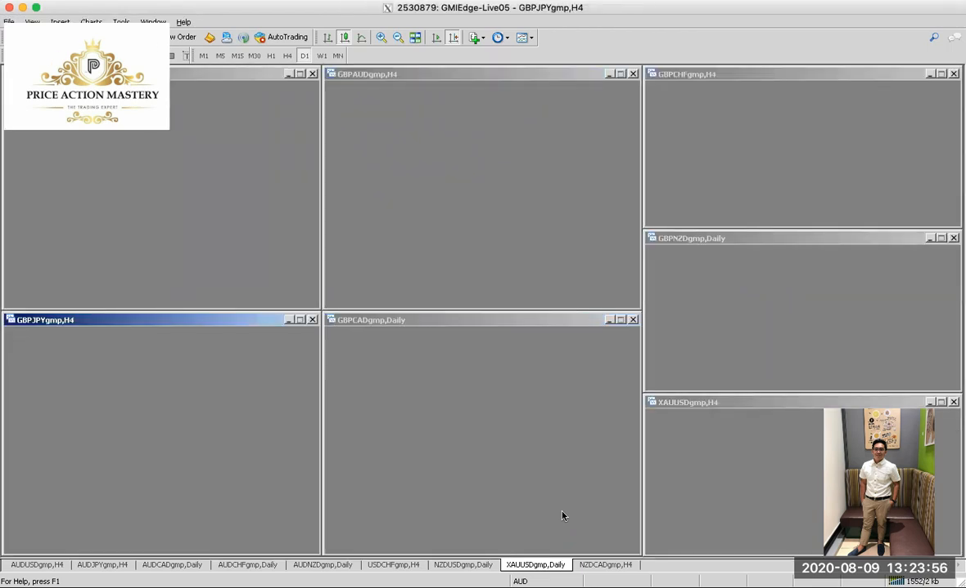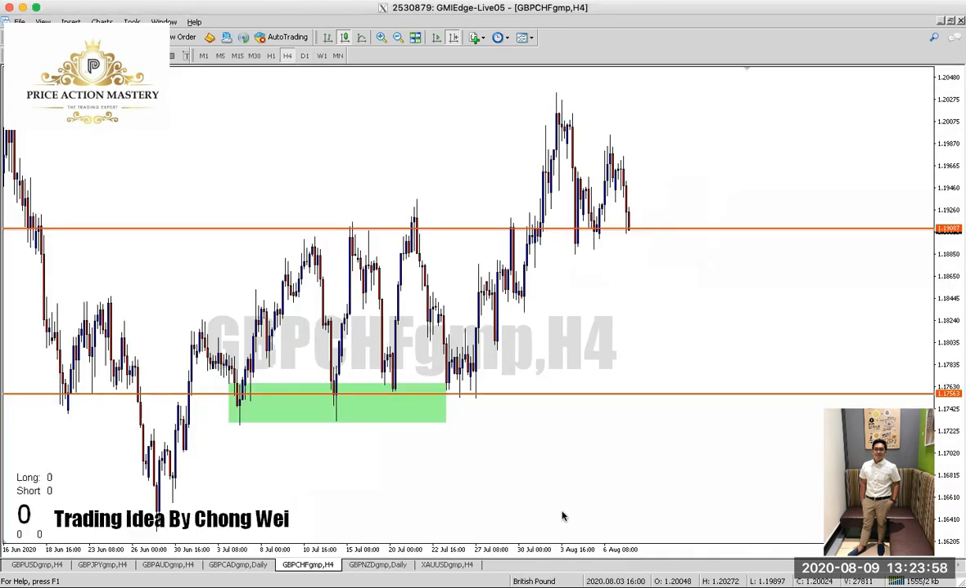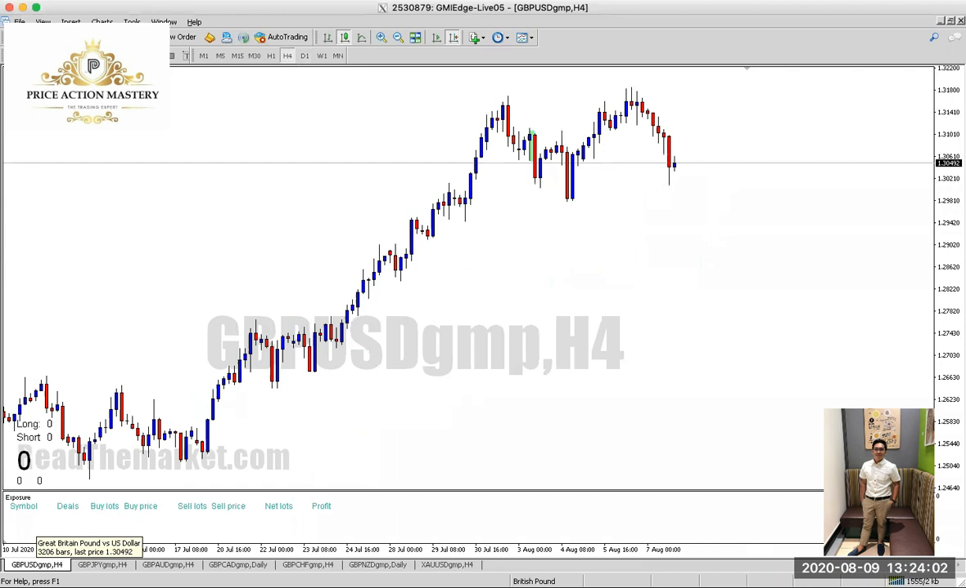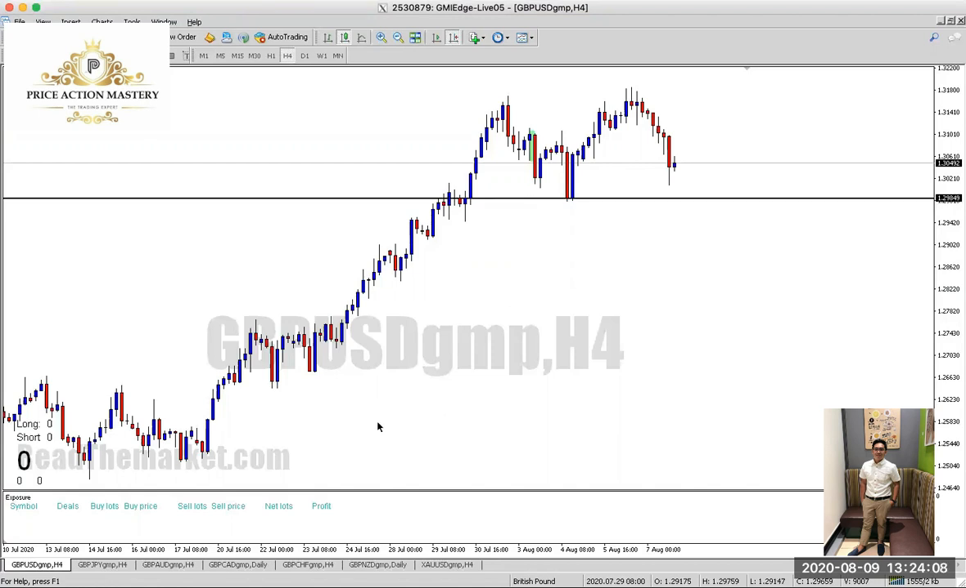Okay, so the next pair we go to is GBP, which is the Great British Pound. As you can see, overall it is an uptrend. Maybe a lot of people will be afraid by this drop. They think the market is only going for a downtrend. But another thing is the market hasn't broken the critical point.